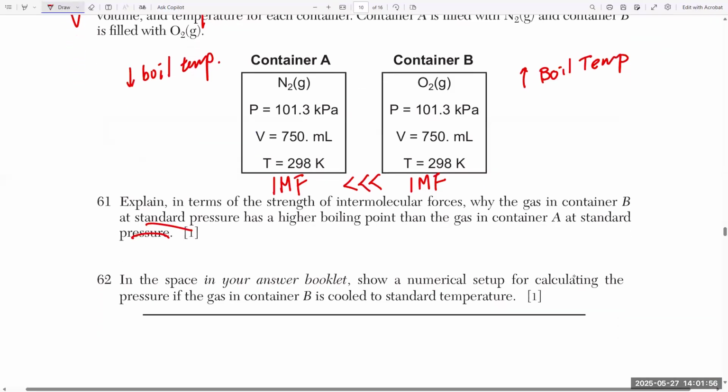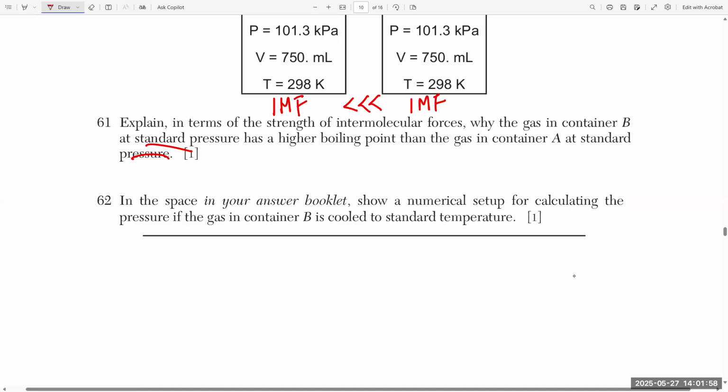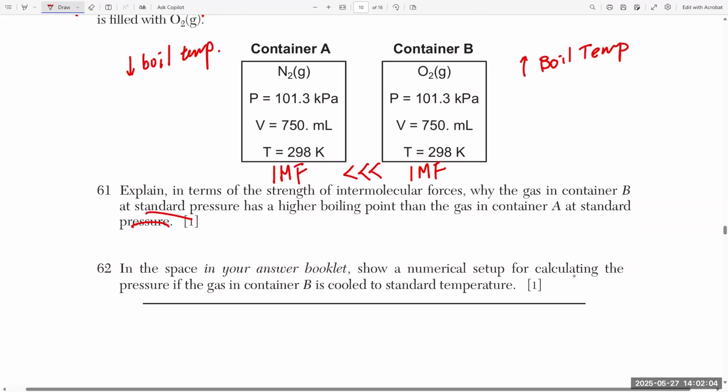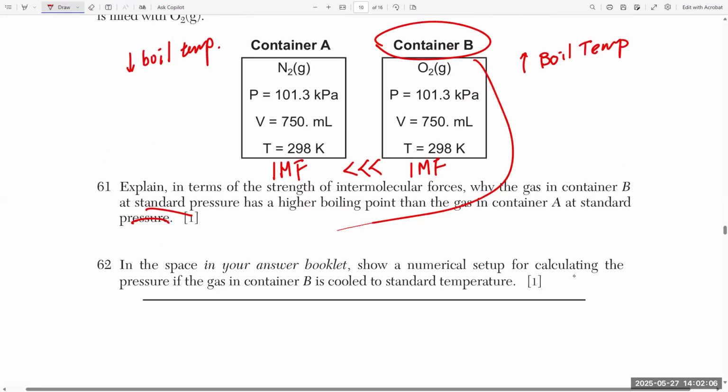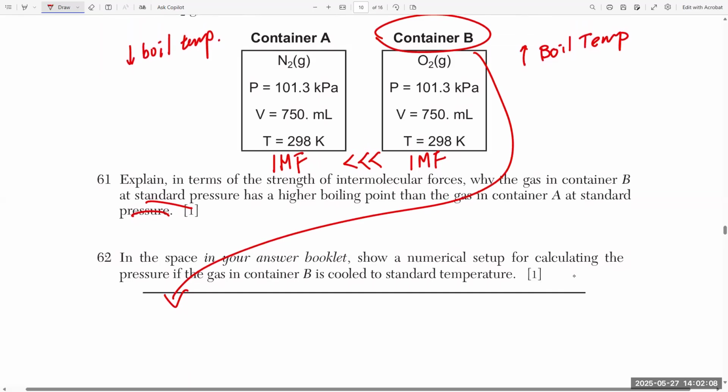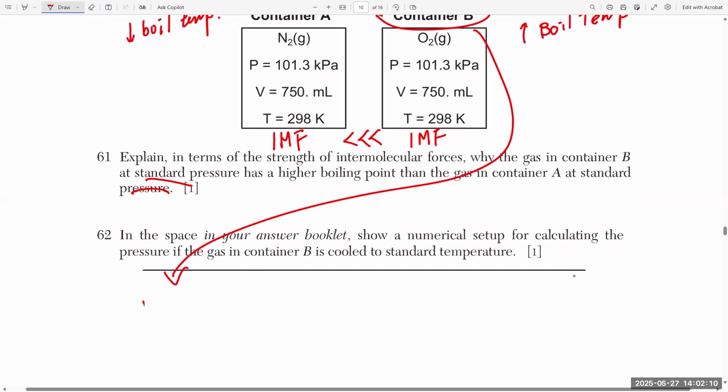Let's go to 62. In the space in your answer booklet, state a numerical setup for calculating the pressure if the gas in container B is cooled to standard temperature. All right, so that means we're looking at B and B only. We've got pressure initially 101.3 kilopascals, volume is 750 milliliters, and temperature equals 298 kelvins.